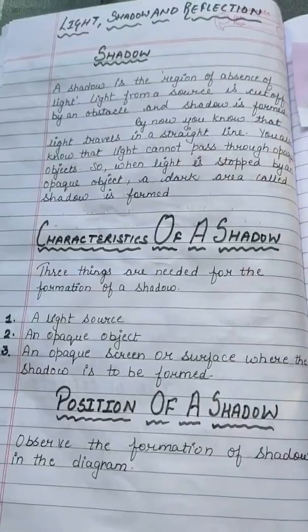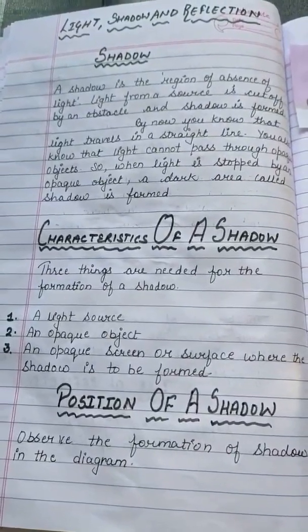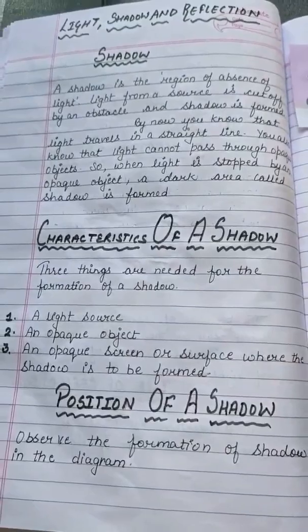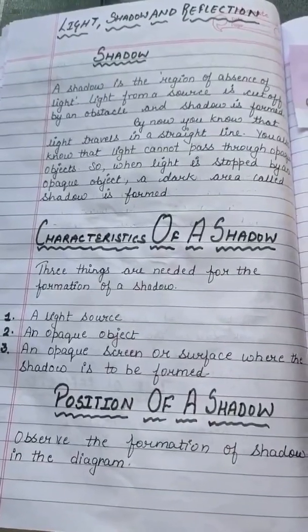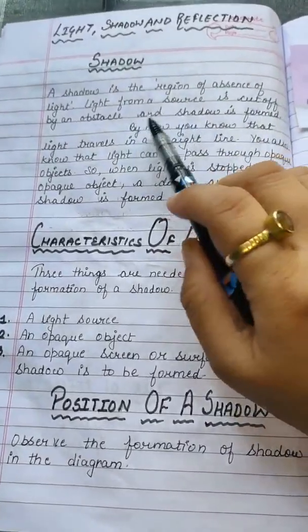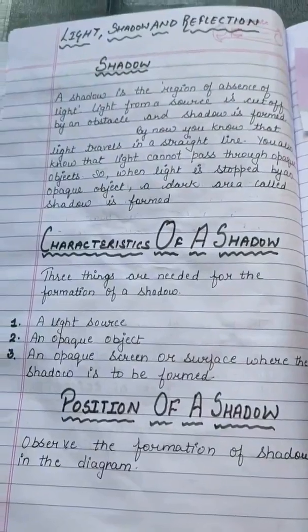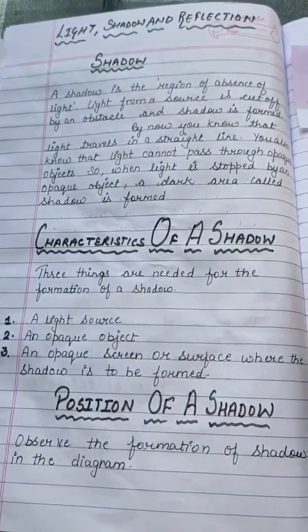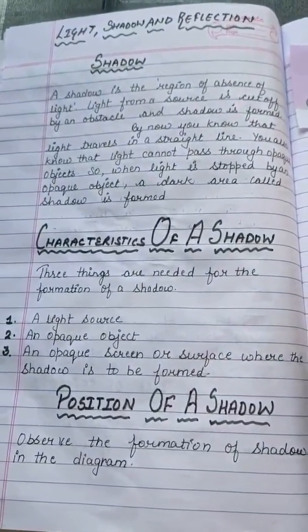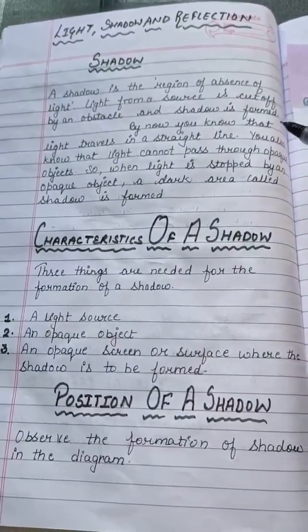Absence of light. A shadow is that region where the light is absent, the region where there is no light. Light from a source is cut off by an obstacle and a shadow is formed. When light is cut off by any opaque object, the shadow is formed.